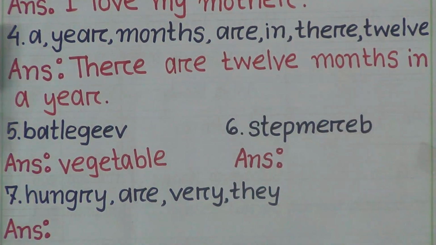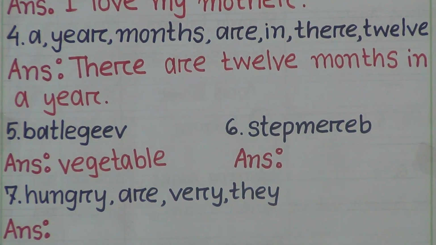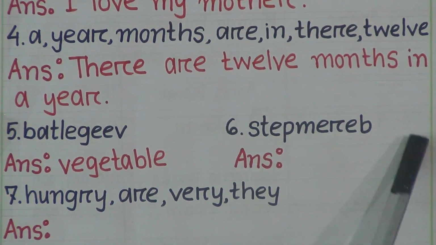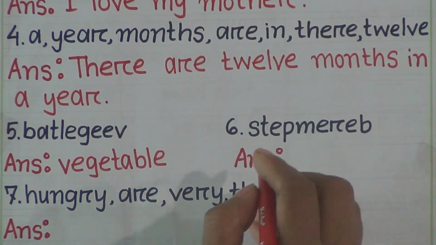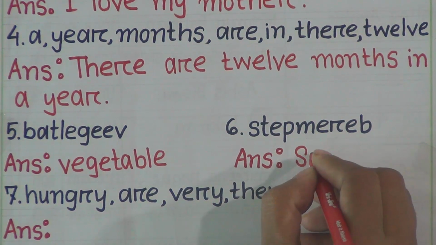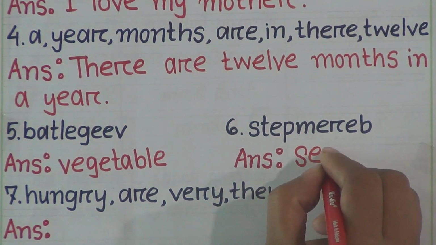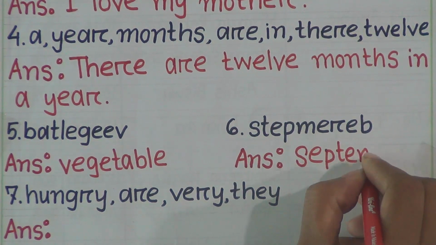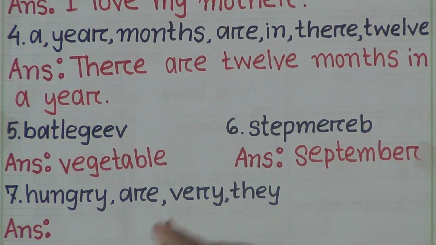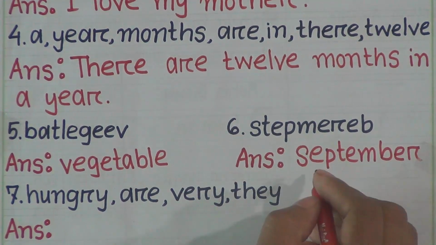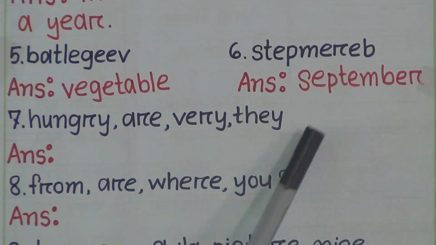Now come to number 6. This is also a word. You have to arrange all the letters and make a meaningful word. This will be the name of a month. Can you guess? There are 12 months, and which month is it? Okay, this will be September. S-E-P-T-E-M-B-E-R. September. Students, here S will be a capital letter and E will be a small letter.